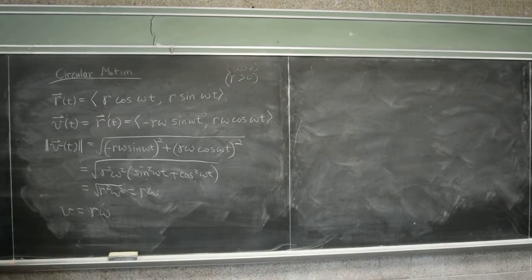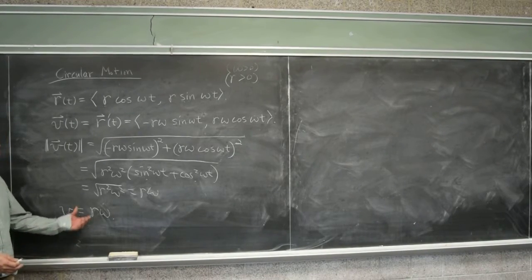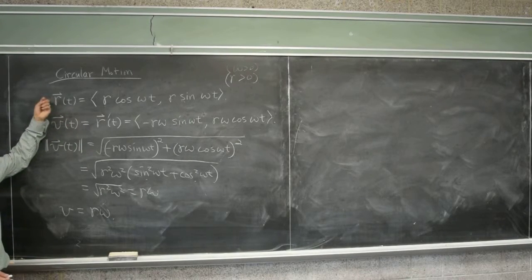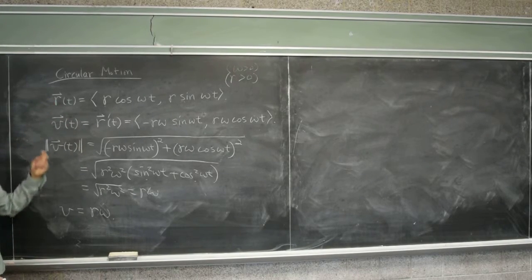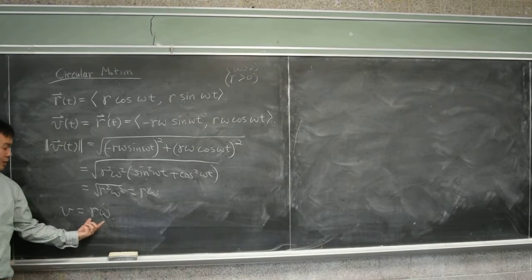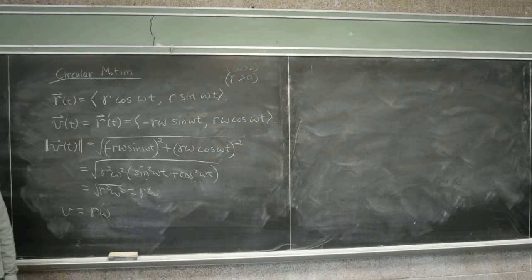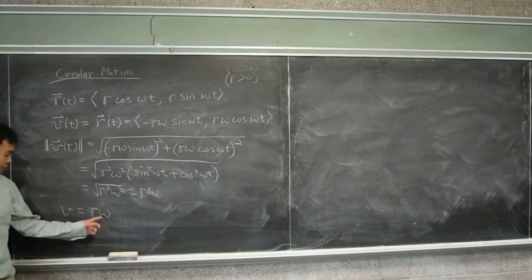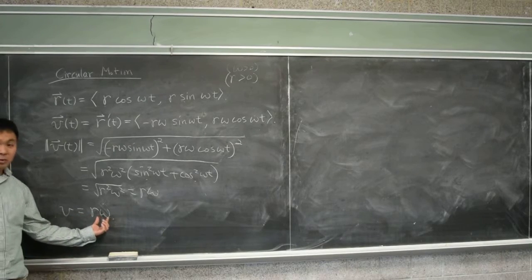Yes, this time it's constant. So in fact, we proved that this vector valued function describes a particle moving in circles with constant speed, r times omega. Okay? And here we also find out why omega is called the angular speed.